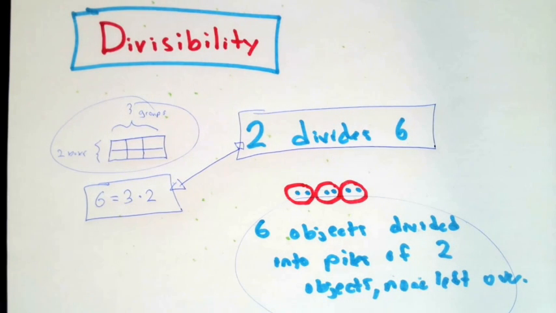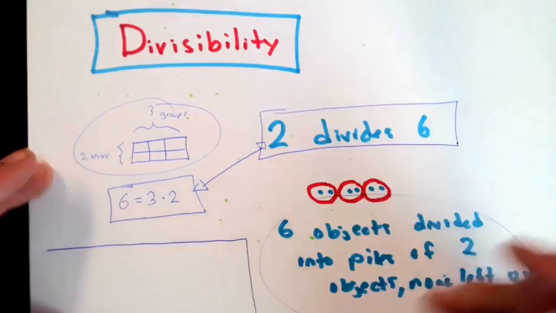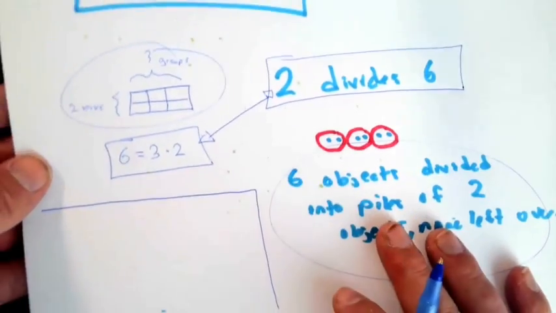You're trying to take a number of objects and split them up into groups of a particular size. And if you can split them up evenly into groups that don't have any left over when you're done, that's the notion of divisibility. So what's a number that does not divide another number?